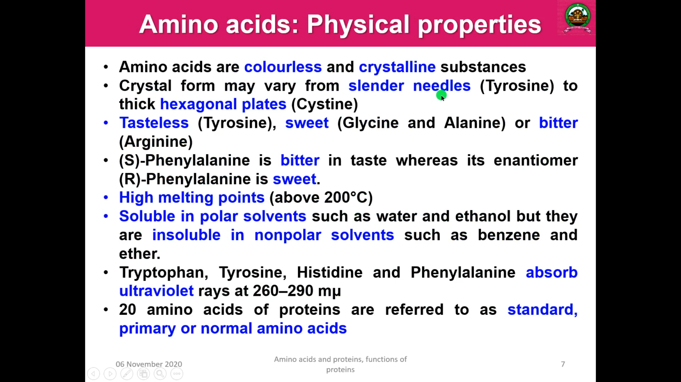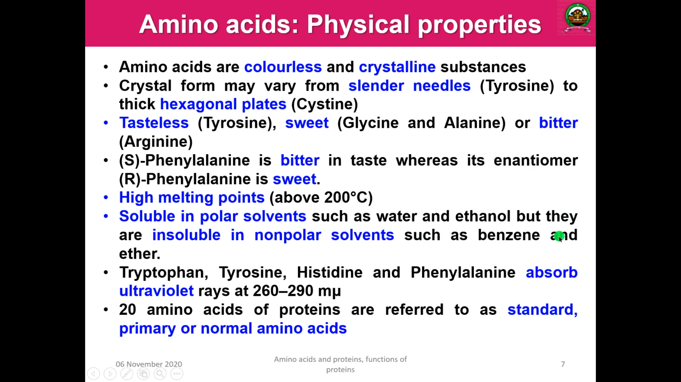For example, S-phenylalanine is bitter in taste, whereas its enantiomer, R-phenylalanine, is sweet. Just the opposite, that is what I told you. The enantiomeric form has a lot of differences in physical property. Amino acids generally have a high melting point, approximately 200 and above. They are soluble in polar solvents such as water and ethanol, and insoluble in non-polar solvents such as benzene or ether. So this is another important property.